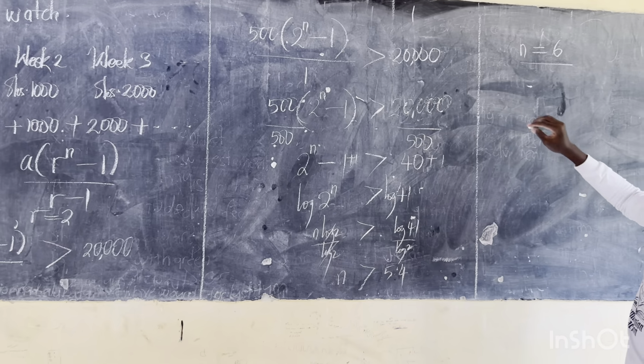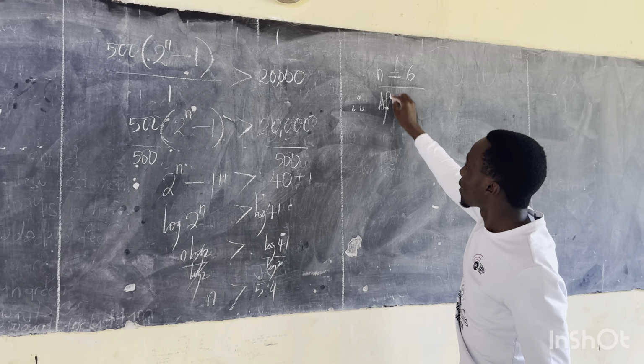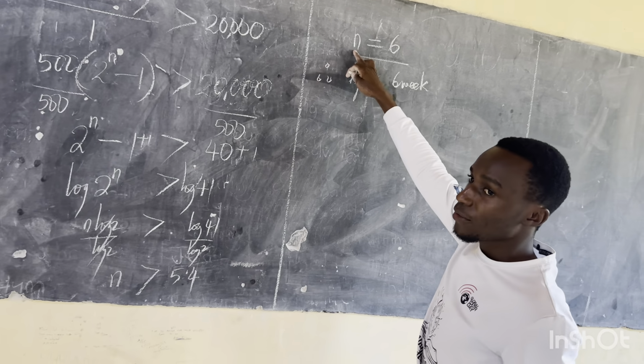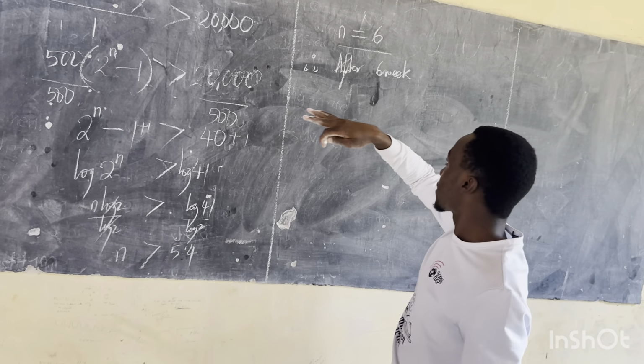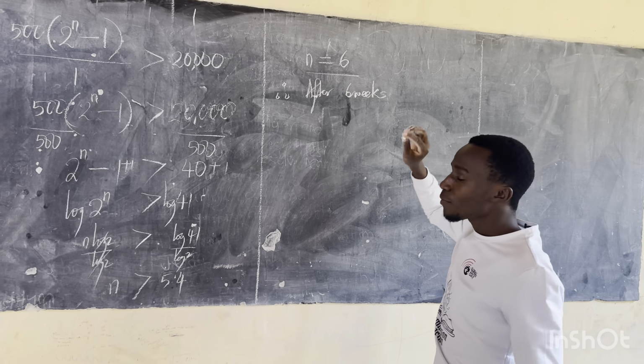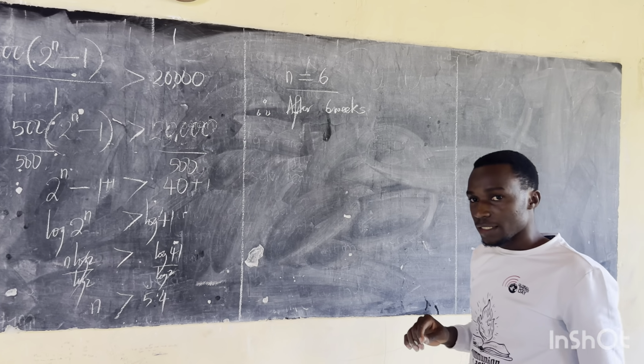So we take our n to be 6. In this situation, we shall conclude that it will be after 6 weeks, because our n was there for the number of weeks. Thus, it will be after 6 weeks that the amount of money will just be more than the 20,000 needed to buy a watch.